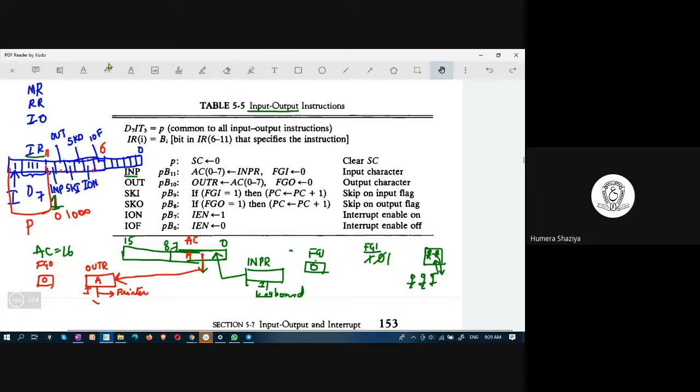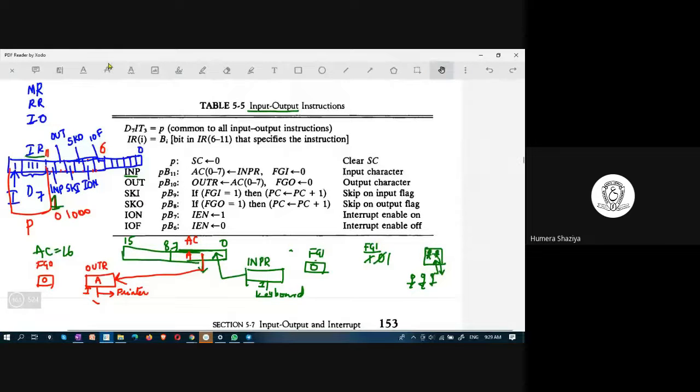SKI is skip on input flag. The input flag is this FGI. If FGI is equal to 1, then PC equals PC plus 1. It is skipping the next instruction. When FGO is equal to 1, this output flag, then PC equals PC plus 1, meaning skipping the next instruction and moving on to the instruction following it.